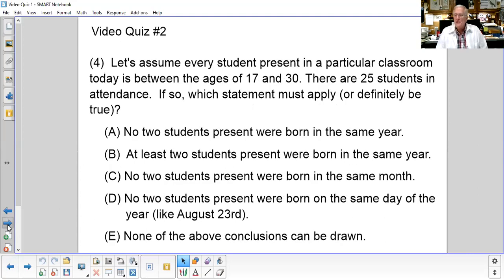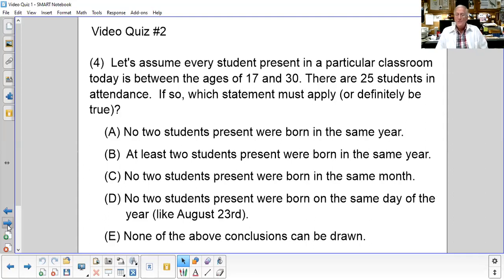Let's assume that every student present in a particular classroom today is between the ages of 17 and 30. Now, if they're from 17 to 30 years old, that means if you include 17 and you include 30, that spans 14 years. There are 14 years of different ages in there, okay? There are 25 students in the class. If so, which statement must apply or definitely be true about the members of the class?